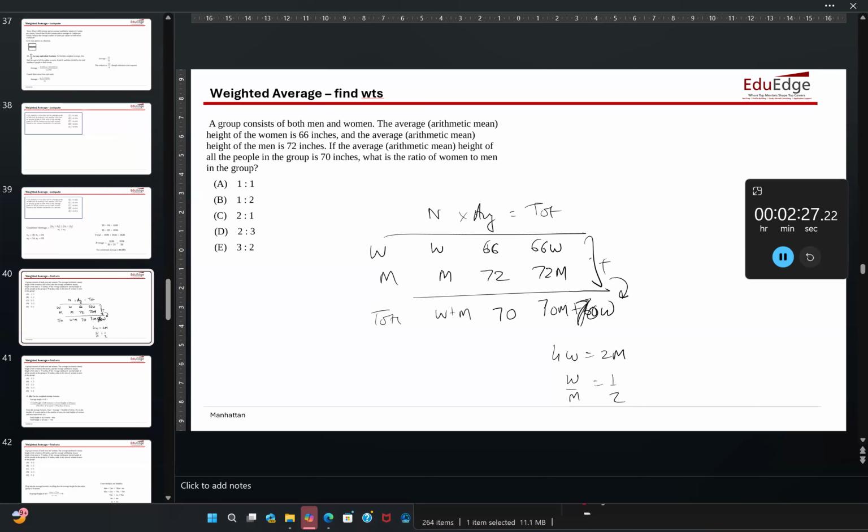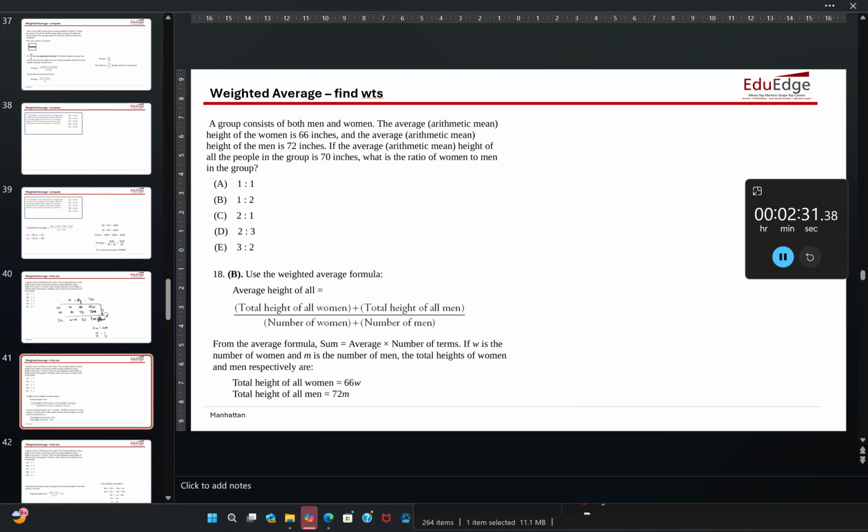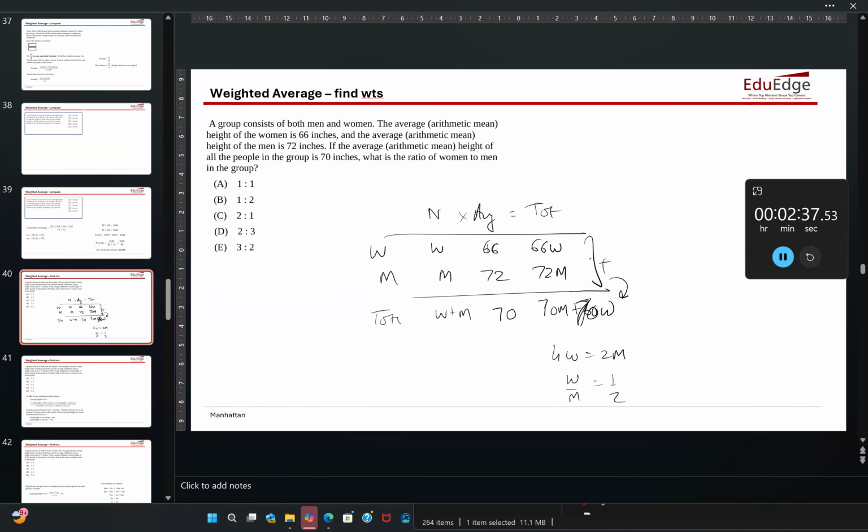Is this how we solved? Yes. Or the formula? No, I did 66x plus 72y is 70x plus 70y. Same. Yeah. Okay. Same only. It's just a bit of a structure given to it.